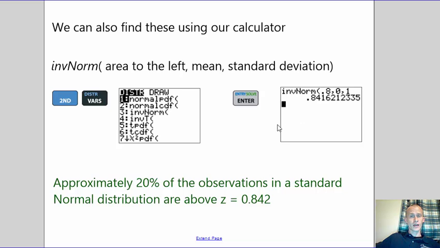Again, we use the words about and approximately frequently here because all of these are approximations. Your calculator is integrating the area under the curve to get this proportion. The tables have done the same type of thing. They just rounded it to 4 decimal places. And so we're using the closest ones we can find to match up with that. So approximately 20% of the observations in a standard normal distribution are above z equals 0.842.